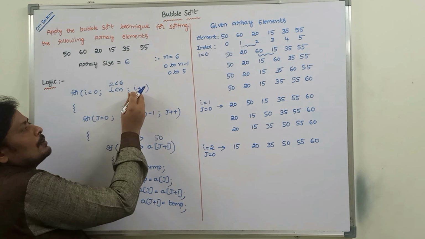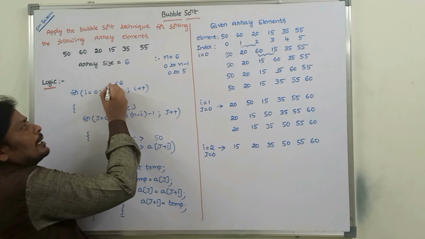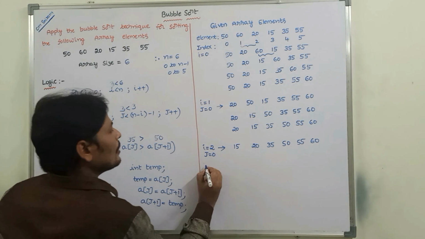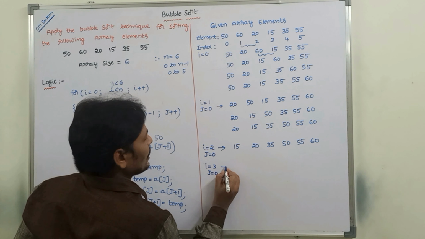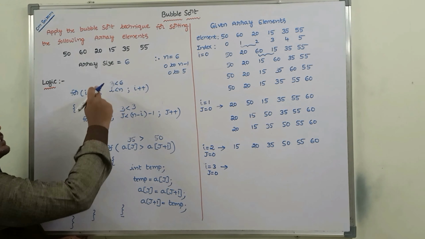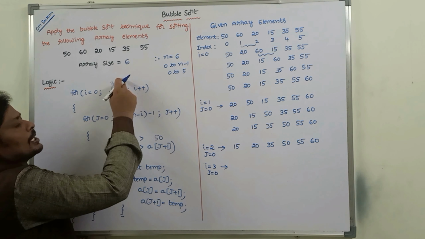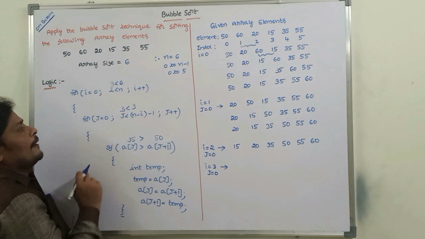In the outer for loop, i value is incremented. Now i value becomes 3, so now i is equal to 3, and j is equal to 0. So 3 less than 6, condition true. If the condition is true, then the control goes to the body of this for loop.